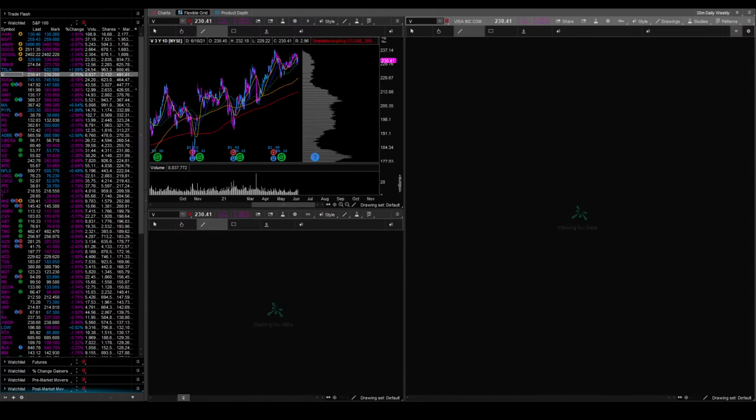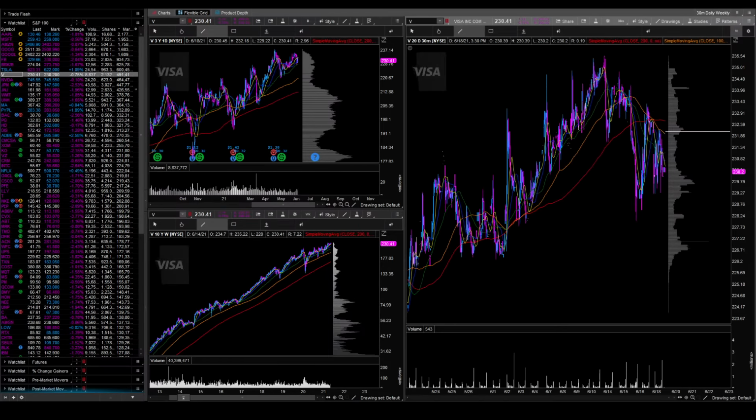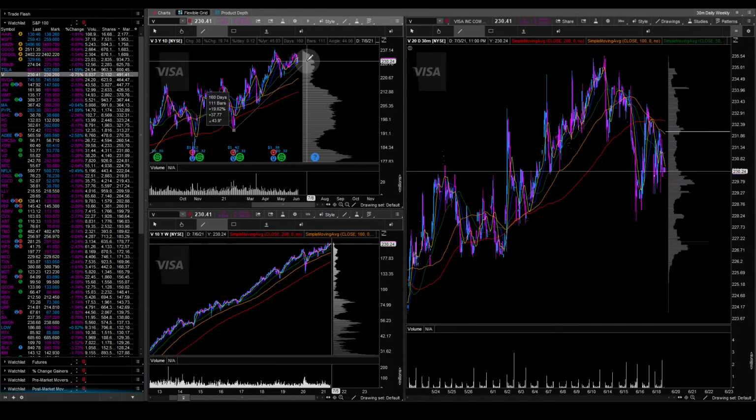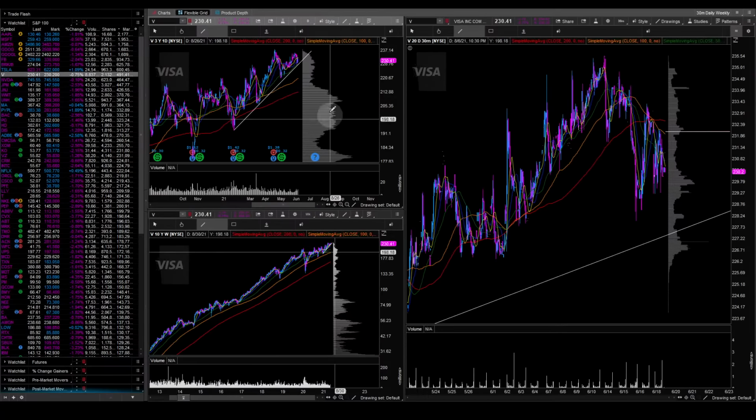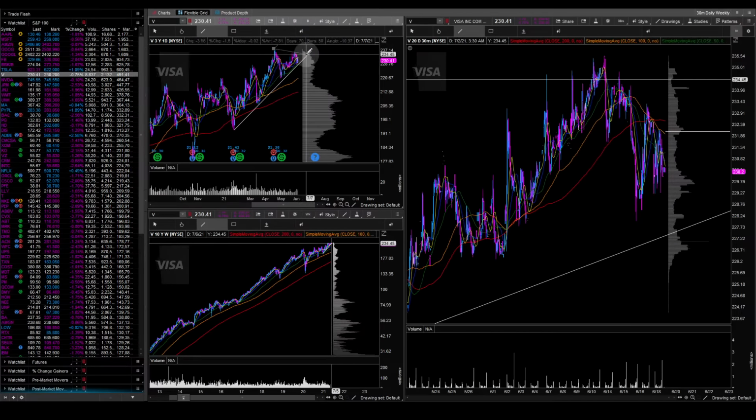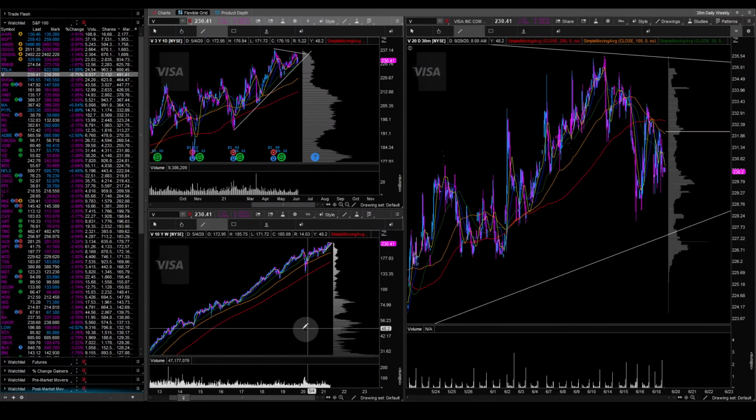So Visa. Visa looks interesting. Right at this trend line. So we'll see. Not a huge opinion on Visa, except, let's see.